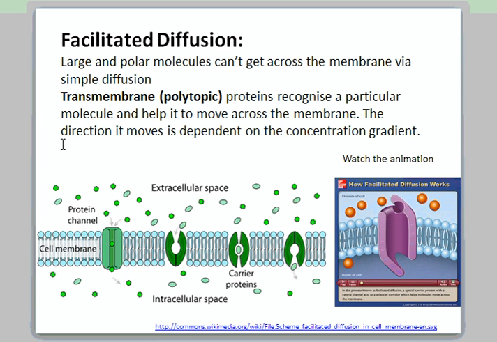Usually they're going to be larger polar molecules that can't get across the membrane due to the nonpolar tails of the phospholipids. So these are just like corridors, hallways, whatever you want to call them, that allow the particles to get through. Again, no energy is needed.